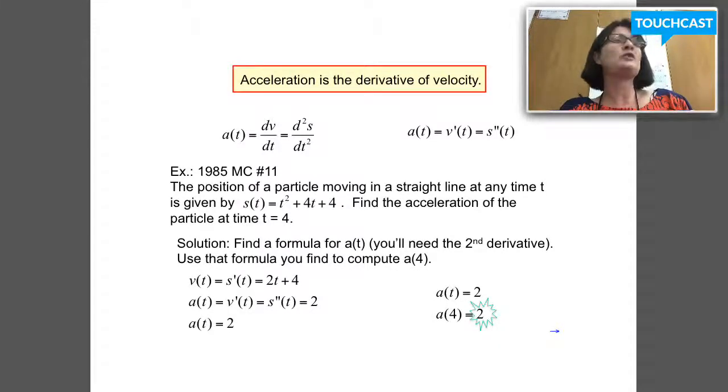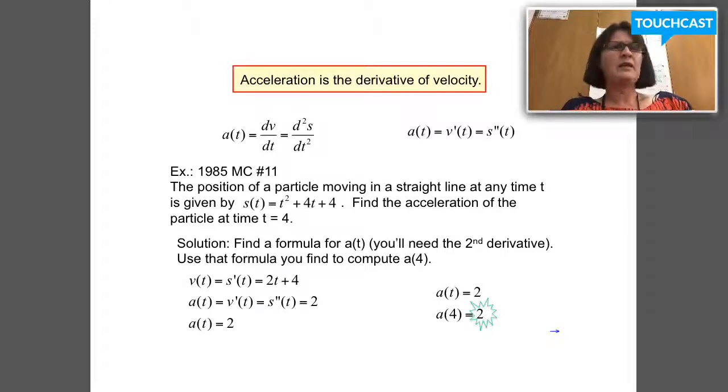Acceleration is the rate at which velocity changes. So acceleration is the derivative of velocity, which means that acceleration must be the second derivative of position. So you can see the notes to fill in on your paper here. Acceleration is the derivative of velocity. So a of t, the acceleration as a function of time t, is equal to v prime of t, which is equal to s double prime of t, if s is the position function.